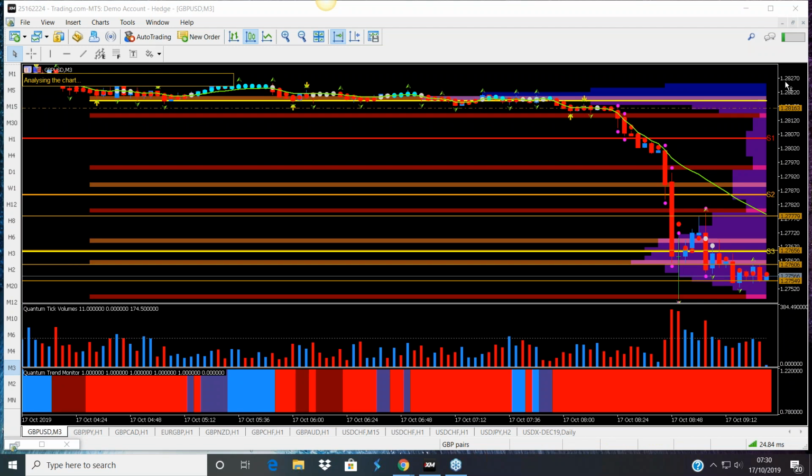Might switch over to Ninja in a minute because I've got cable up as well, so we might do that. But just staying with Anna's chart for a moment, just to pick up on a couple of small things there.